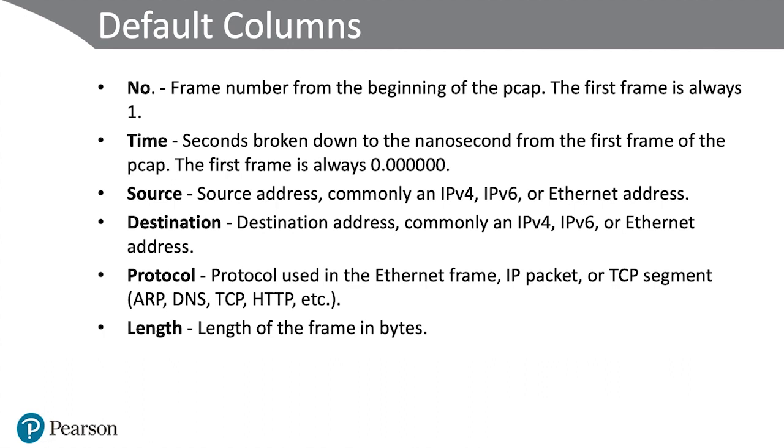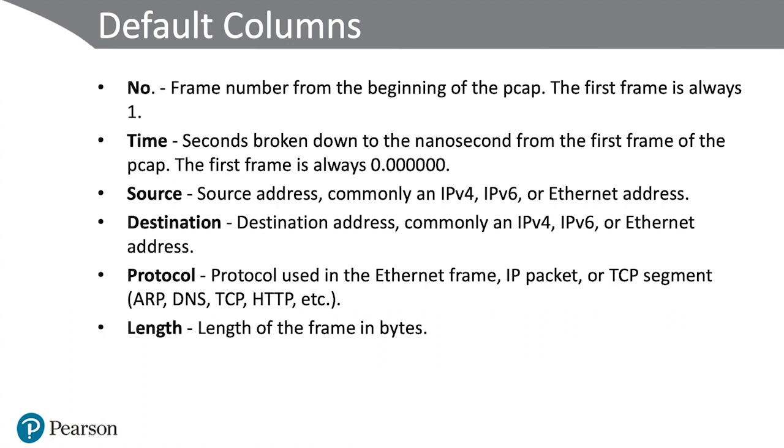The first number is the frame number, beginning of the PCAP. This is the first time we see the frame. The first frame we always see is 1. Seconds, remember we had this weird seconds thing? Well, the first frame is always set as 0 point all zeros, and then every frame after that is nanoseconds after that first frame. So how many nanoseconds after the first frame did we see that? When you see 384, that was 384 nanoseconds after the first frame.